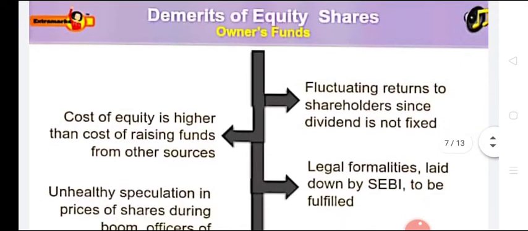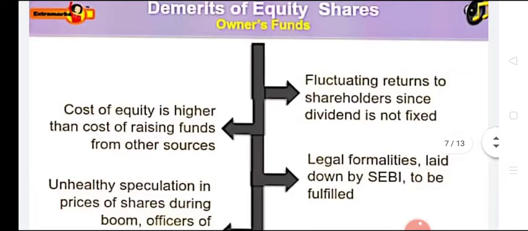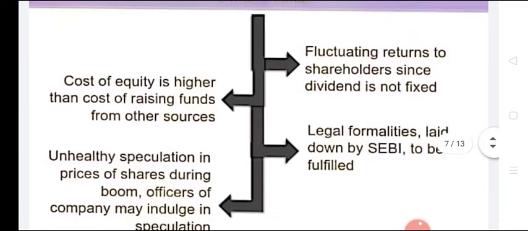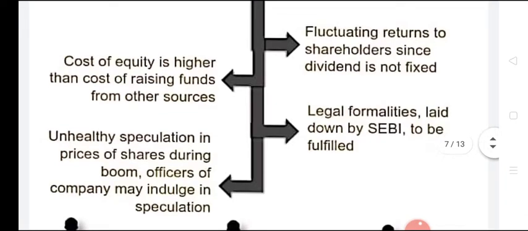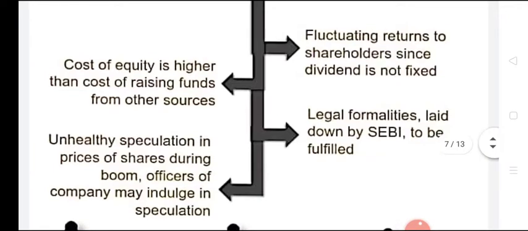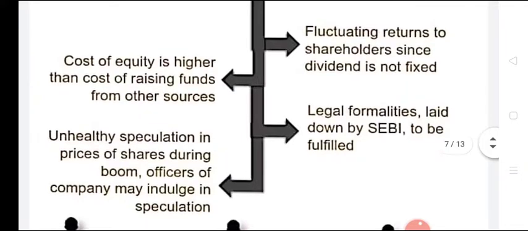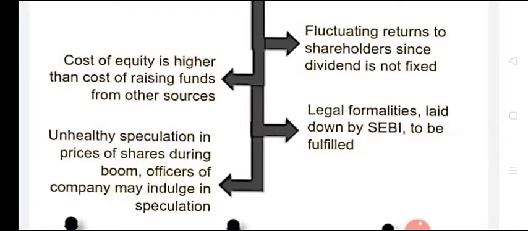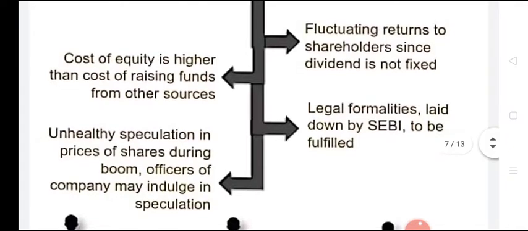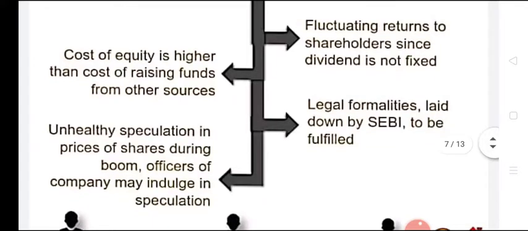Now let's switch over to the demerits or negative points of equity shares. Since shareholders are the real owners of the company, they may not get profit every time. Returns to the shareholders fluctuate since dividend is not fixed. Cost of equity is higher than the cost of raising funds from any other source. The reason is that equity shares are costlier, and ownership is diluted once equity shares are issued to the investors.